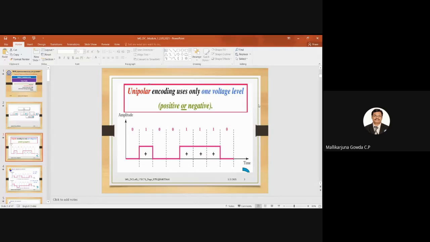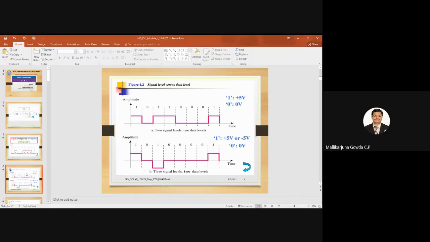As I said in the previous semester also, the first one is unipolar. Here we use only one voltage level to represent the binary data. Digital data is zeros and ones, so 0 will be represented by the 0 voltage level and 1 will be represented by the plus 5 volts level. That is all. That is why it is called a unipolar line code. Hope I am clear. Yes, sir. Okay, so before I take up the next one, I wanted to say this.